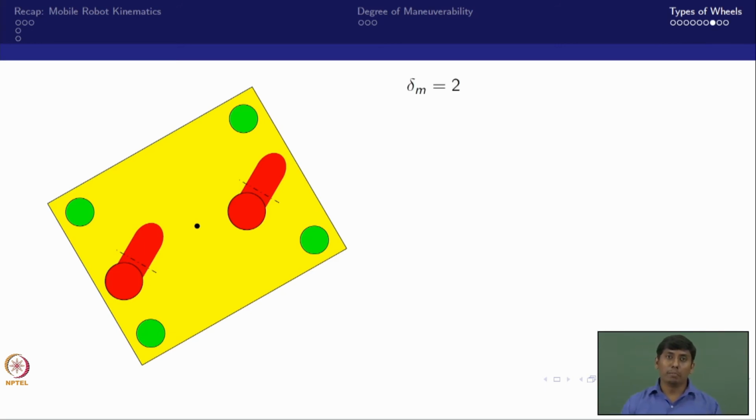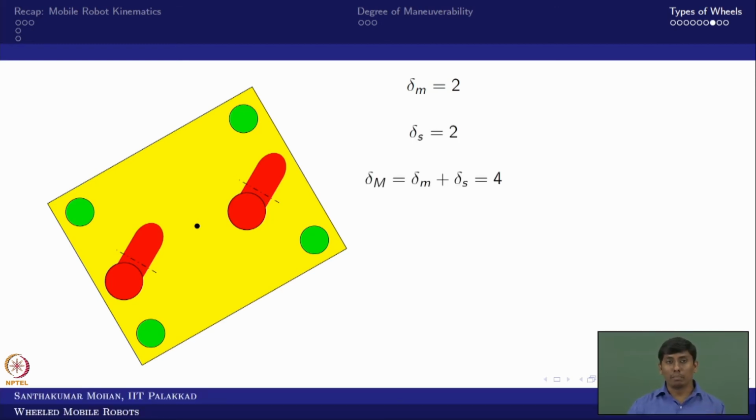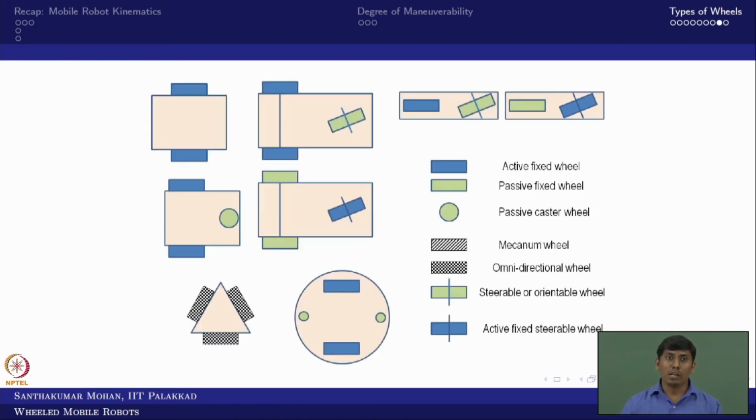So the degree of mobility is 2 and the degree of steerability is 2, and the degree of maneuverability is 2 plus 2 is 4. So as I told already, there are vast resources available. You should know the other ways of representing this wheel arrangement.